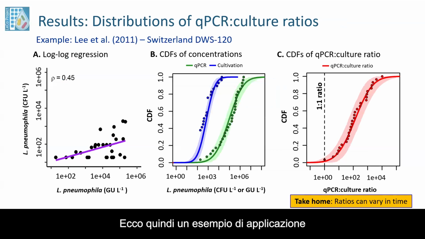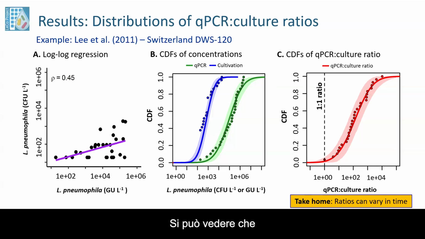So here's an example of application of the model to data from a Swiss hospital. Panel A shows the usual log-log regression between qPCR and culture results with a correlation coefficient of 0.45. We can see that while this regression line suggests some relationship, it does not provide much information about how this relationship varies over time. Panel B shows a cumulative distribution of the concentration measured by each method separately.